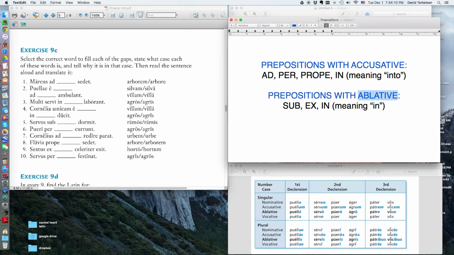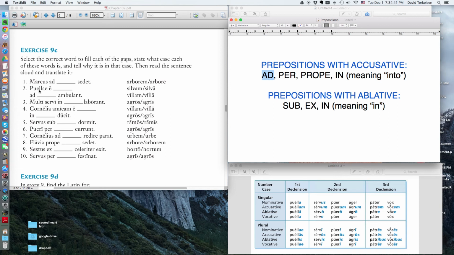Ad, again, is followed by the accusative. So we're going to look down. I should say arborem or arbore. This is a third declension noun, so you can see the endings here, M and A, right? And this is what you're being asked: is it M or is it A? If you look at accusative versus ablative, all you have to do is think, okay, it's accusative, it's followed by the M. So ad arborem, ad goes with accusative. So Marcus sits at the tree.